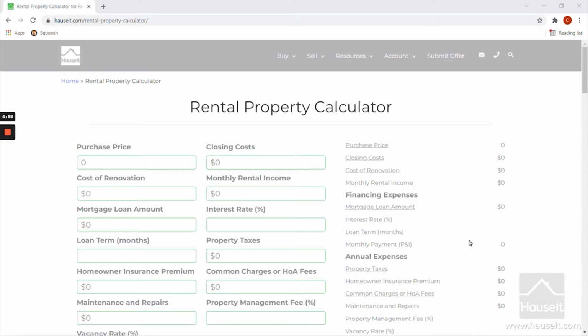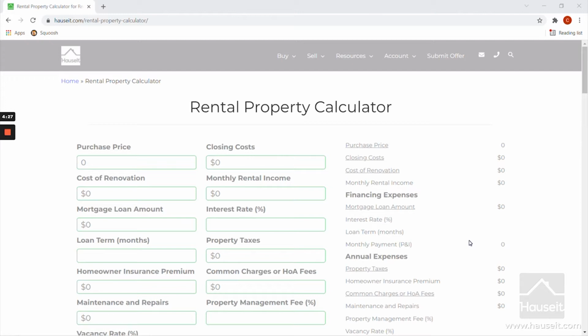How does depreciation work in real estate? We'll go over this very important topic for investors in this video by doing an example with Hauseit's rental property calculator, which can be found on hauseit.com. And we'll pretend that the target property is an investment condo in a high floor building in Biscayne Beach, which is a high rise right on the water in the booming neighborhood of Edgewater in Miami, Florida.